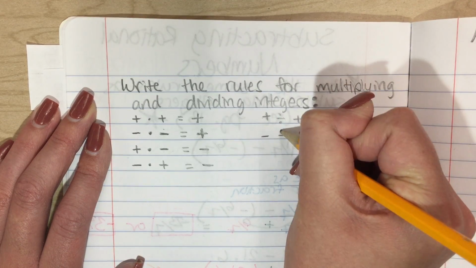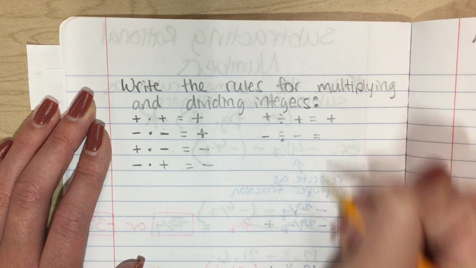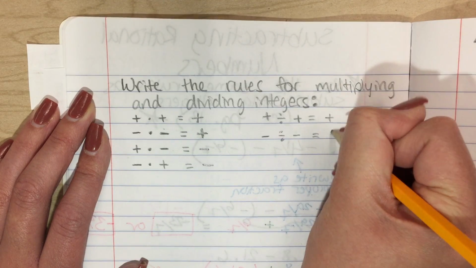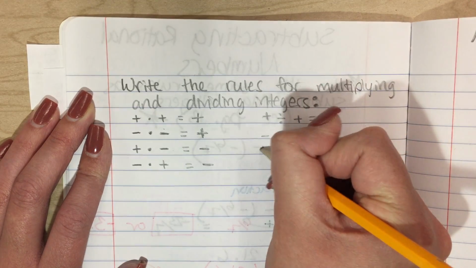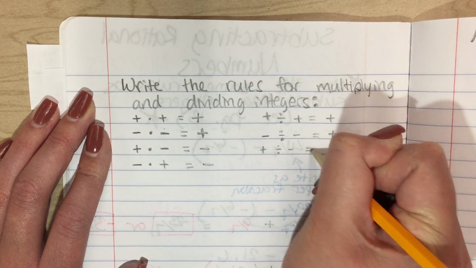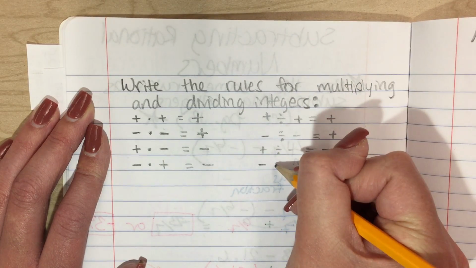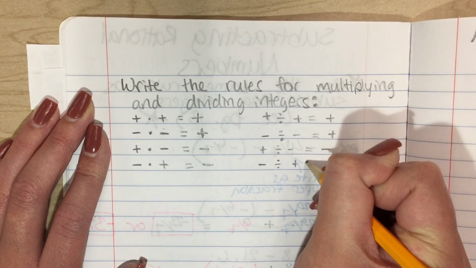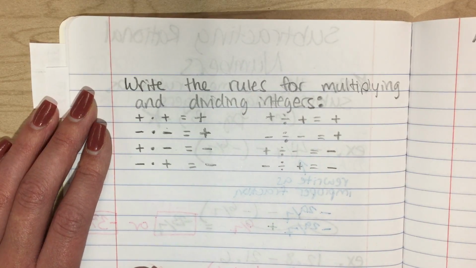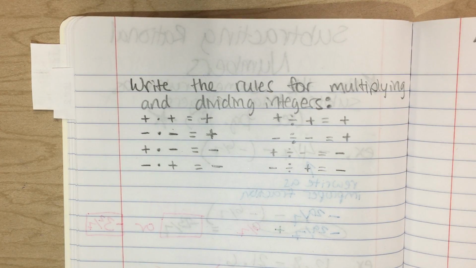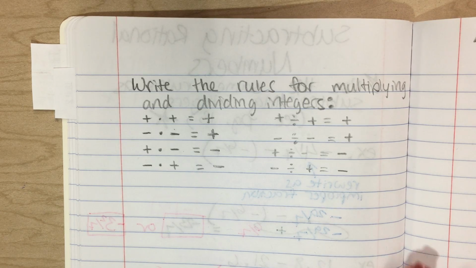A negative divided by a negative is also a positive. They're the same. A positive divided by a negative is a negative, and a negative divided by a positive is also a negative. So those are all of our rules for multiplying and dividing integers.